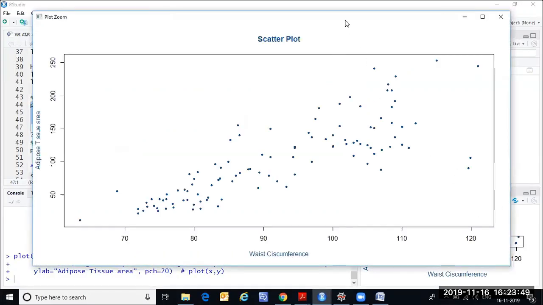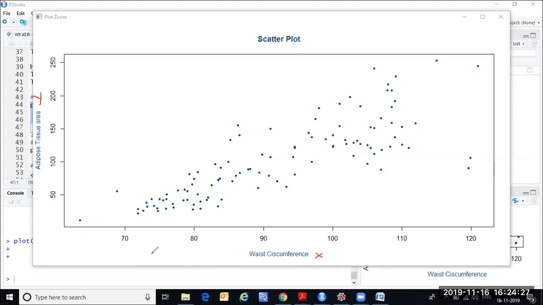Now, as part of bivariate analysis, the syntax is plot of x comma y. Now, what do you think? What kind of relationship exists between the x variable, which is waist circumference, and the y variable, which is adipose tissue? Guys, can you please comment on this? Do you think it's a perfect positive correlation? No, it's tending towards positive.